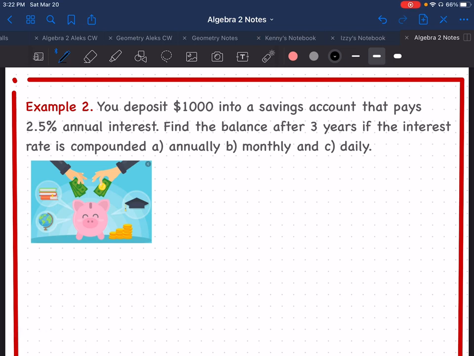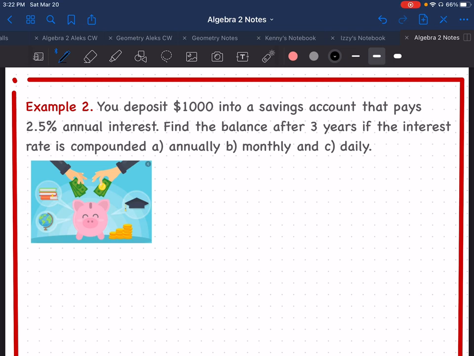All right, here's another real life problem. You deposit $1,000 into a savings account that pays 2.5% annual interest. Find the balance after 3 years. If the interest is compounded A, annually, that means once a year, B, monthly, that means 12 times a year, and C, daily, that means 365 times a year.